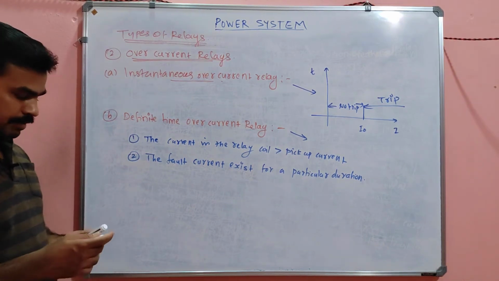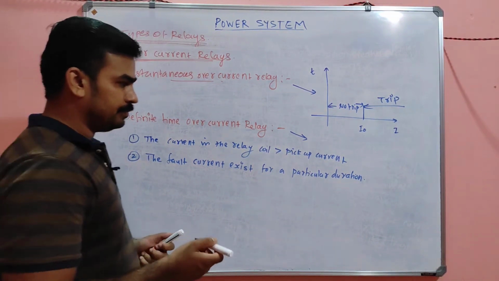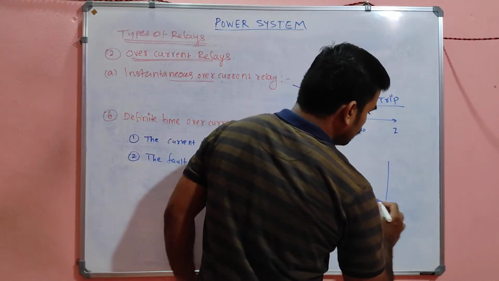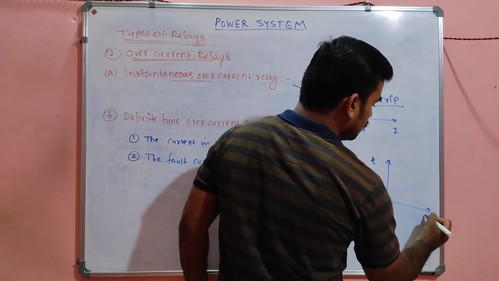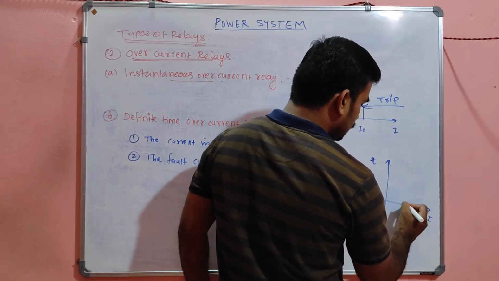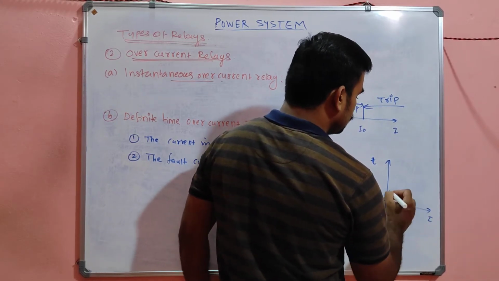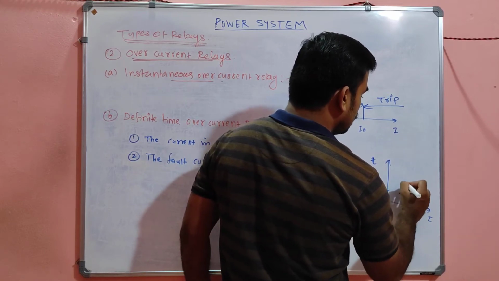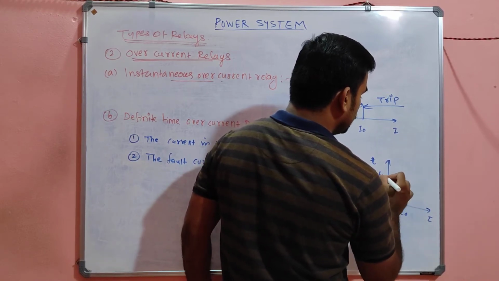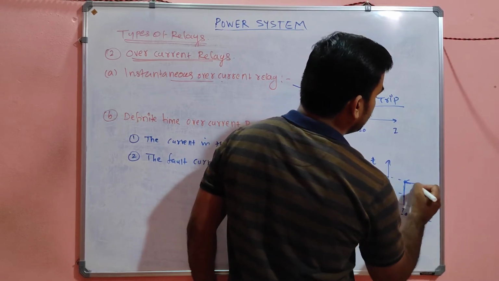Okay, that means, my dear, suppose this is the graph. I can show that this is I. Not only should it reach I0, it should exist for I1, it should exist up to T2, then only there will be a trip.